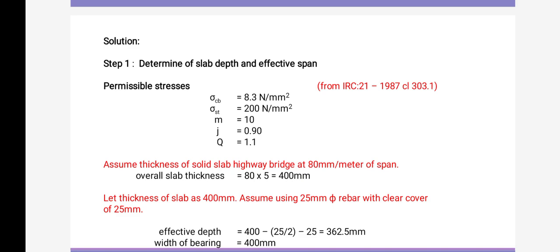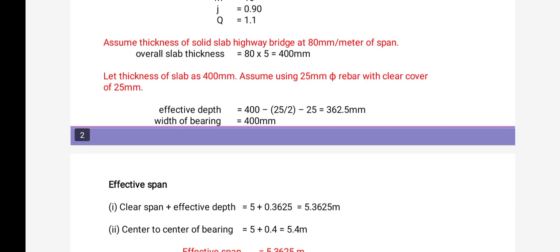And solution. Step 1, determine slab depth and effective span. Refer IRC 21 1987, Clause 303.1. Permissible stresses: sigma_cb 8.3 Newton per mm square, sigma_st 200 Newton per mm square, and m is equal to 10, j is equal to 0.9, Q is equal to 1.1. Assume the thickness of solid slab highway bridge at 80 mm per meter of span. The overall slab thickness is equal to 80 into 5, which is 400 mm. Let the thickness of slab be 400 mm.